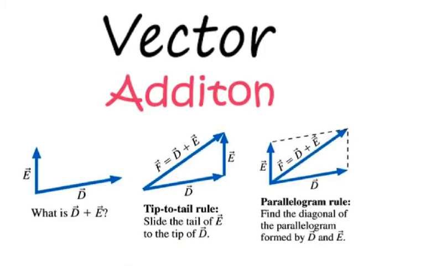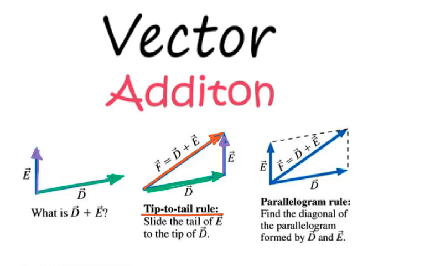One more last important part that we need in our AP Physics 1 and 2 as math base is how to add two vectors. So if I have a vector D and a vector E, and I want to add these two vectors, I can use the tip to tail rule, where I have my vector D and I add vector E tip to tail, and my resultant vector is going to be this one. So that's the sum of two vectors.